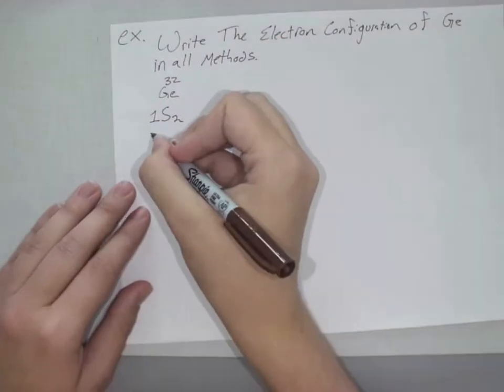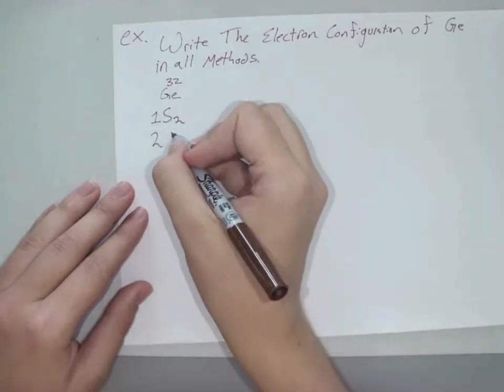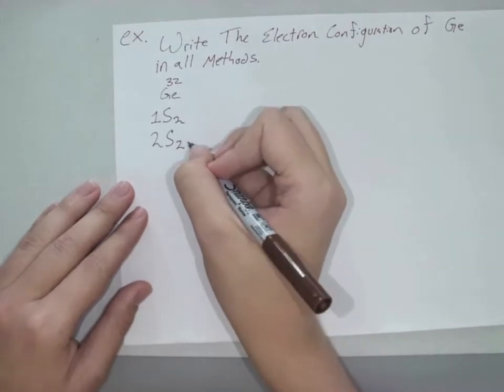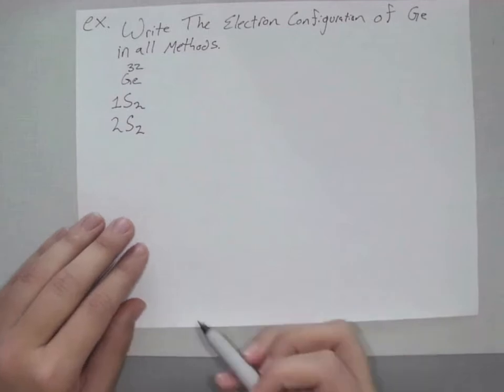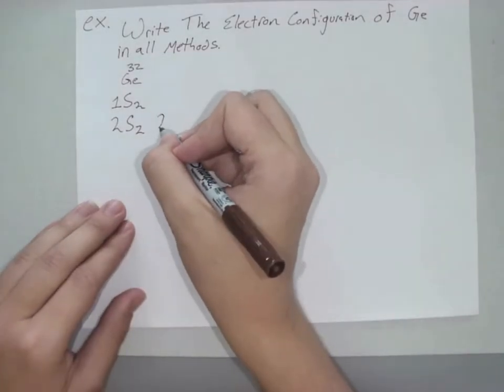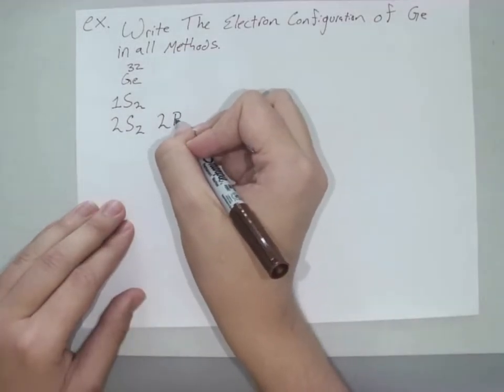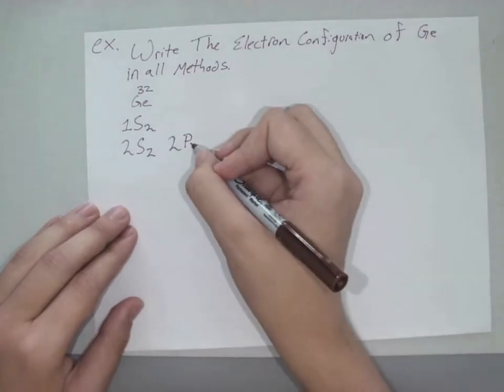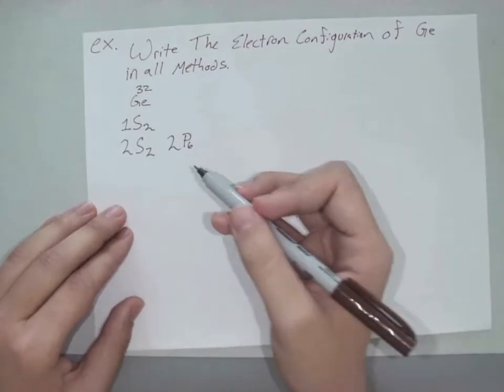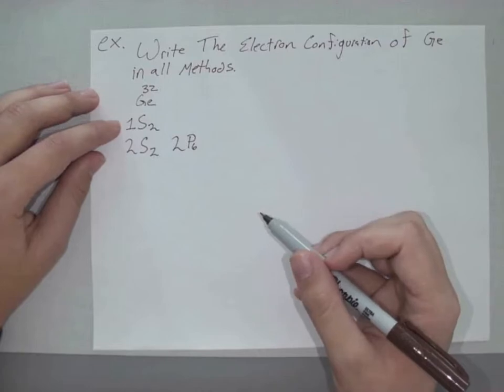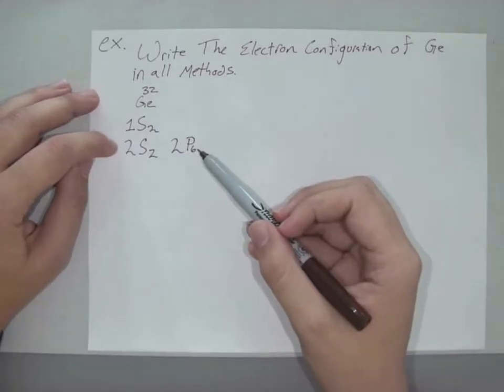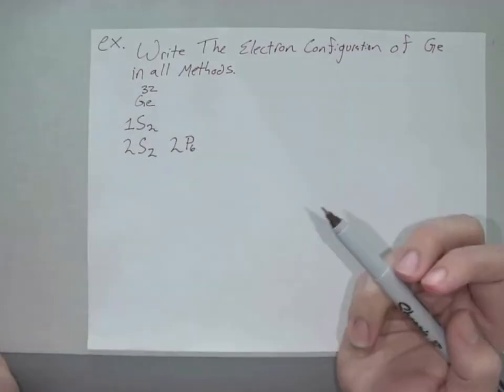So let's go on to the second one, 2. And then of course we always start with the s, and that always has 2 electrons in it, all right? And of course the second energy level also has a p block, and that can hold up to 6 electrons. That's 2p6. So far we've used 2 electrons here and 8 electrons here. So we are not yet at 32, so we need to keep going.